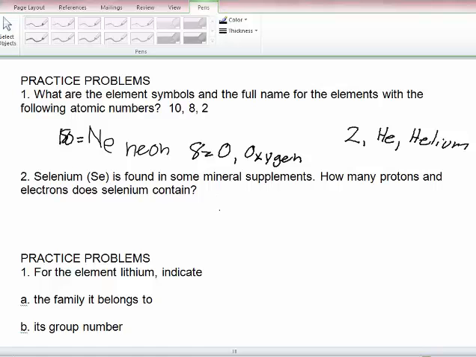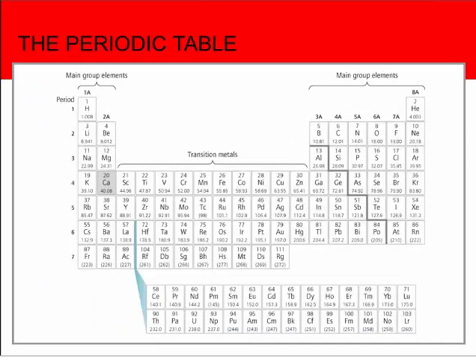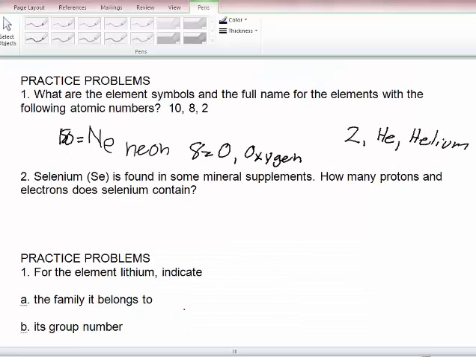Second question, selenium is Se. It's found in some mineral supplements. How many protons and electrons does selenium contain? So now we have to look for Se. It's in here. It's called the main group elements. And we'll see that eventually we get to element 34, selenium. So it's element number 34. And that tells us there are 34 protons and 34 electrons. Remember that the atomic number tells us how many protons there are, and for every neutral atom, there is this equivalent number of electrons.